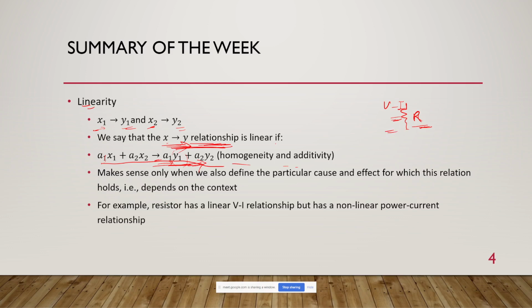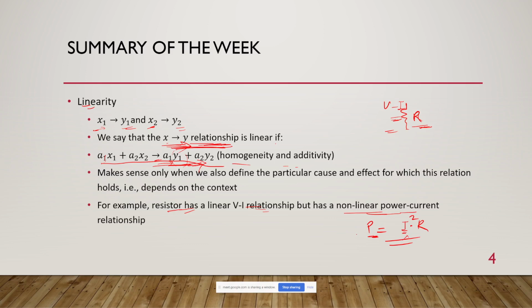Because you see, the resistor has a linear VI relationship, but a non-linear power to current relationship. What is the power dissipated in a resistor? I squared R, isn't it? So you can clearly see that in this case, the relationship between current and power is not at all linear. Mind this word, because I have seen a lot of students getting confused in the concept of linearity. They will blindly say that a resistor is a linear element, and that it is linear in whatever sense. It is not the case. It is linear only when we are talking about the voltage and current relationship.